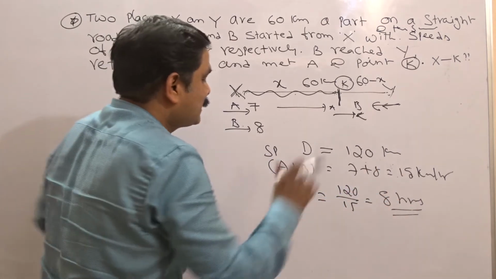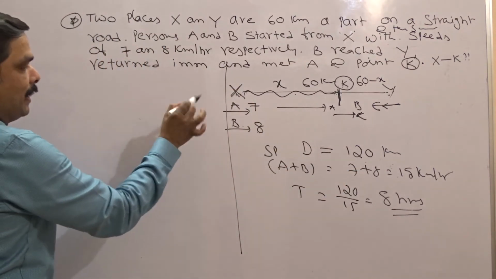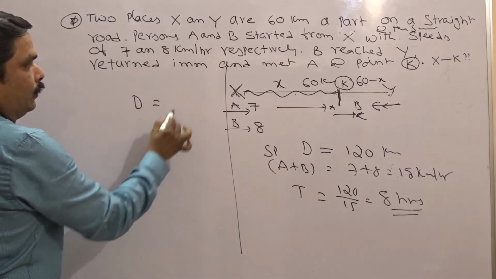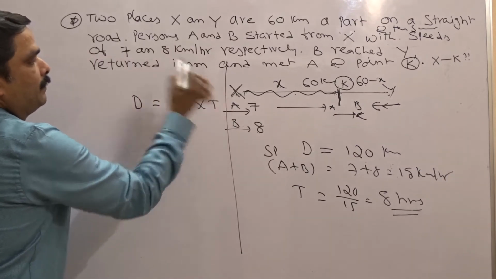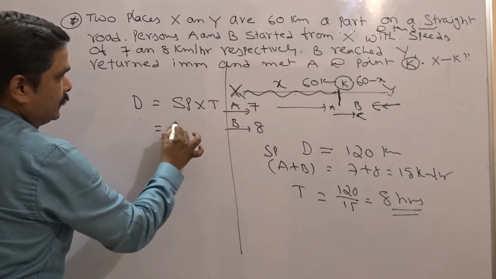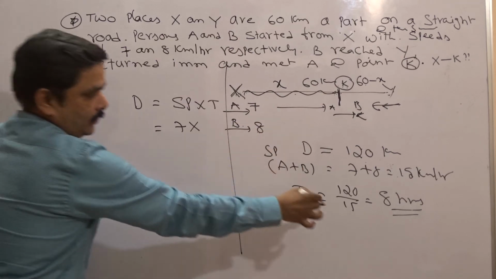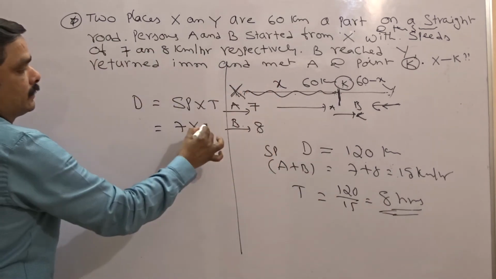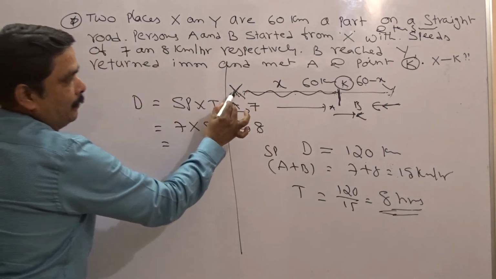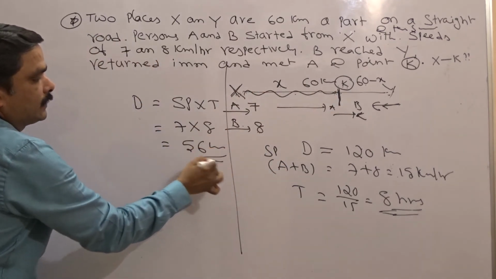Now the distance traveled by A, I am writing here: distance traveled by A is equal to speed of A into time taken for that one. Now the distance traveled by A is, speed is 7 kilometers per hour into the time taken, of course, 8 hours. So the distance traveled by A from X to K should be equal to 56 kilometers.